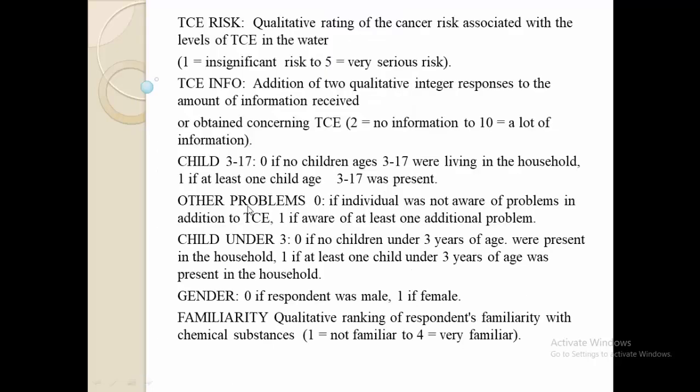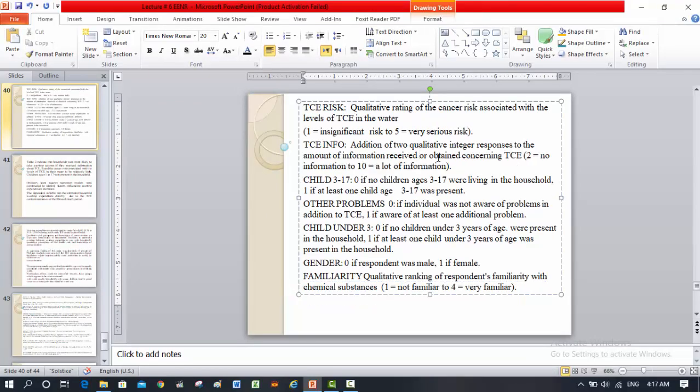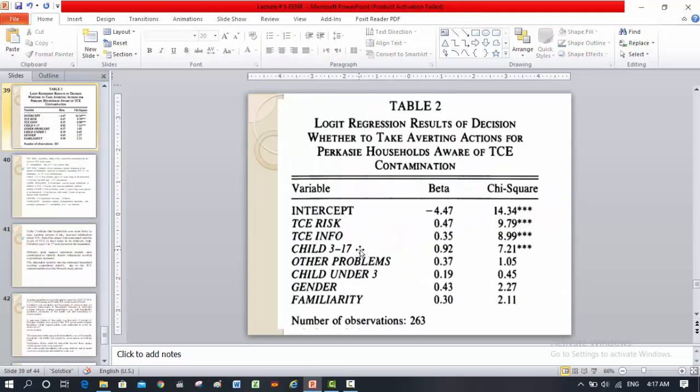In this figure, TCE risk stands for the qualitative rating of the cancer risk associated with the levels of TCE in the water, and it ranged from 1 to 5. 1 was insignificant and 5 was very serious risk. TCE info was whether they are informed or not. This was the addition of two integer responses to the amount of information received concerning TCE: 2 no information, 10 a lot of information.